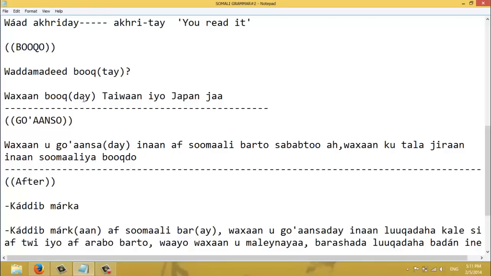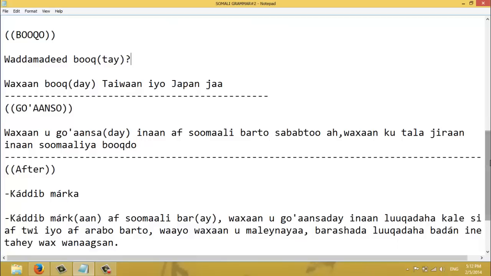Wahan Bokade, Taiwan, Iyo, Japan, Ja. So I visited Taiwan and Japan already. So here's Bokade. It changes to day, Bokade, because of that guttural sound. And yeah, so this is Wahan referring to me, so we know that I'm talking about myself when we use Bokade here.